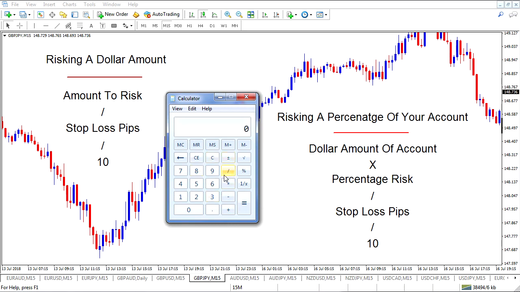Let's say I'm going to risk 3% on a $13,000 account. So I've got a $13,000 account. I'm going to risk 3%, so times 0.03 equals, gives me the dollar amount that I'm going to be risking. Now I divide that by the number of pips the stop loss would be. So let's say it's 37 pips. And that gives me the price per pip. So I am going to be trading with $10.54 per pip. Divide that by 10. And that gives me the trade size.